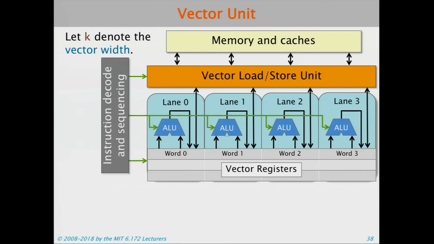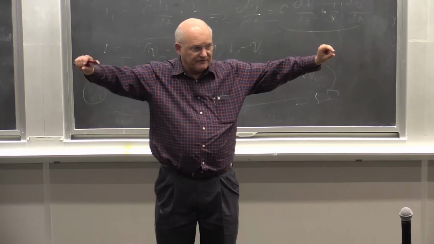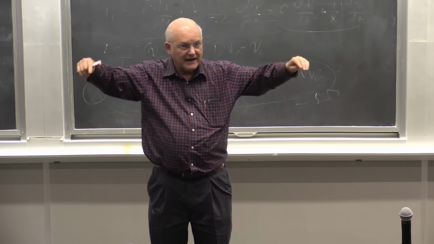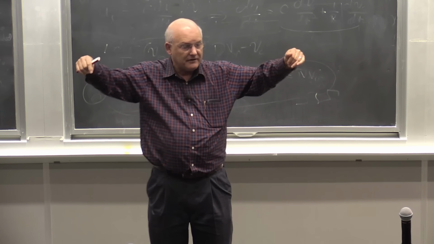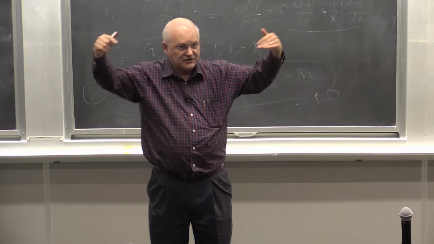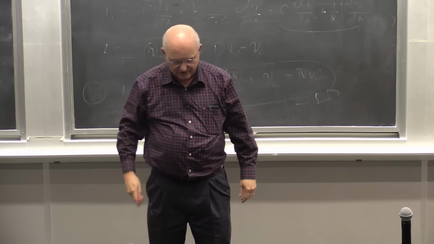Each of them is often called a lane, L-A-N-E. And the X is the vector width. When the instruction is given, it's given to all of the vector units, and they all do it on their own local copy of the register. So the register you can think of as a very wide thing broken into several words. When I say add 2 vectors together, it'll add 4 words together and store it back into another vector register, okay?